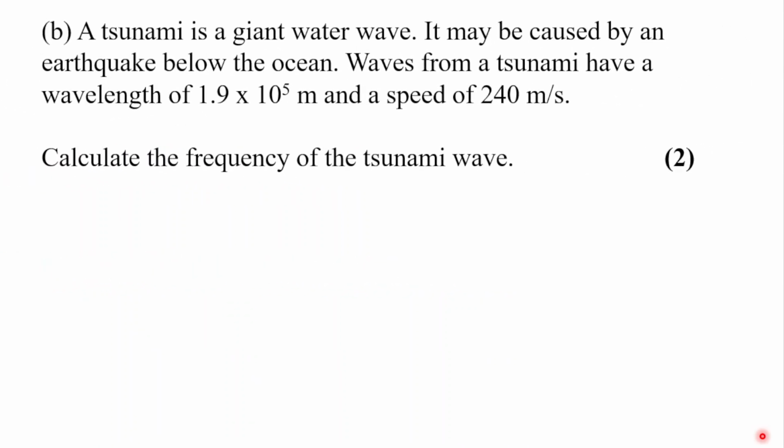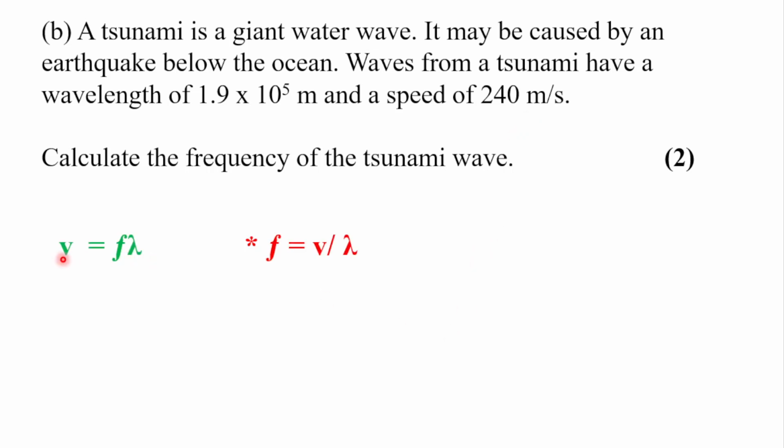All right. Now for part B, we say a tsunami is a giant water wave. It may be caused by an earthquake below the ocean. Waves from a tsunami have a wavelength of 1.9 times 10 to the 5 meters and a speed of 240 meters per second. We're asked to calculate the frequency of the tsunami, but let's outline what we need to know. We have our wavelength, we have our speed, and we calculate the frequency.